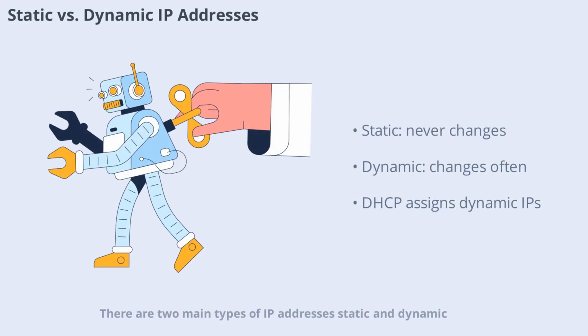There are two main types of IP addresses: static and dynamic. A static IP address stays the same every time a device connects to the network. This is useful for servers or devices that need to be easily found. On the other hand, a dynamic IP address changes each time a device connects, which is more common for home users. Dynamic addresses are assigned by a service called DHCP, making network management easier and more flexible.